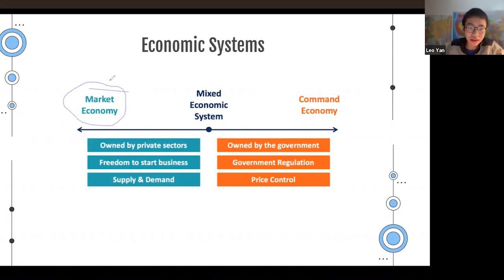Here's another word. I know this word is complicated. Another word for market economy is capitalism, and I would just write cap for short. So capitalism. I'm pretty sure you have all heard of this word before. These two words are exactly the same. They all mean the same thing. So what exactly does capitalism mean? Capitalism means that all businesses in the country are owned by private sectors.